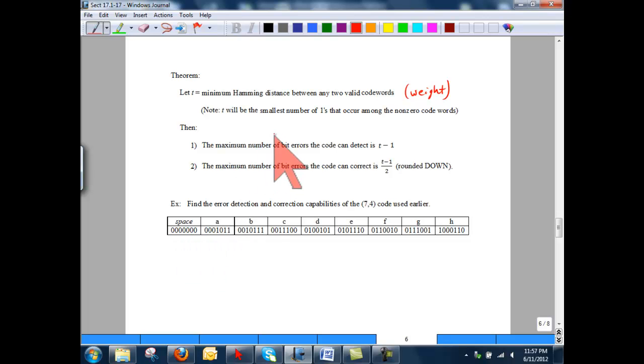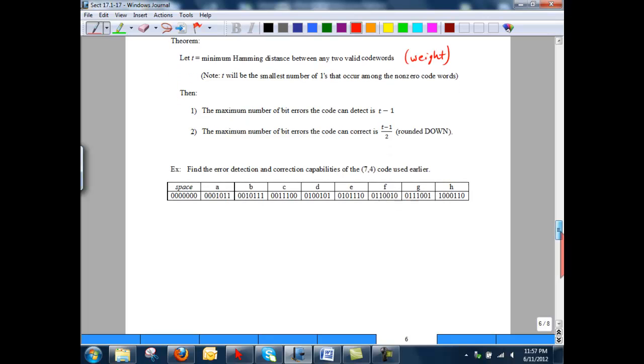And then say, of the remaining words, what's the smallest number of ones that occur? Well, this word has 3 ones, 4 ones, 3, 3, and so on. And 3 ones is the smallest number of ones that any of these code words contain. There's actually a tie in a number of words for 3, but 3 is the smallest. So the theorem says once you've found that weight, T, then the number of errors the code can detect is T minus 1, and the number of errors the code can correct is T minus 1, divided by 2, rounded down if the result is not an integer.